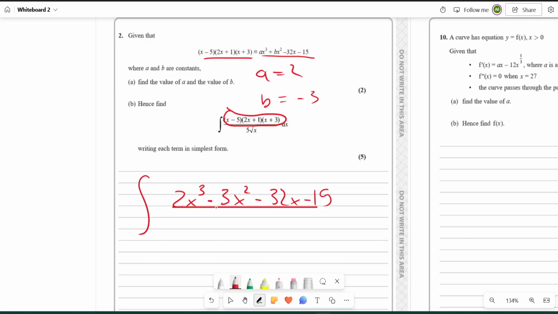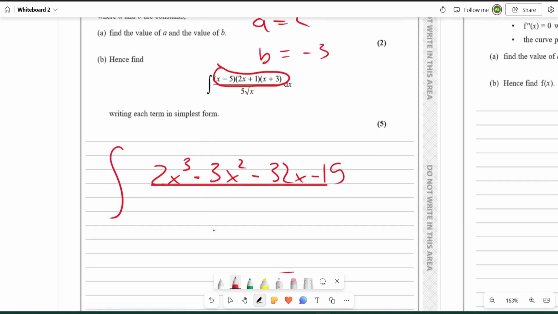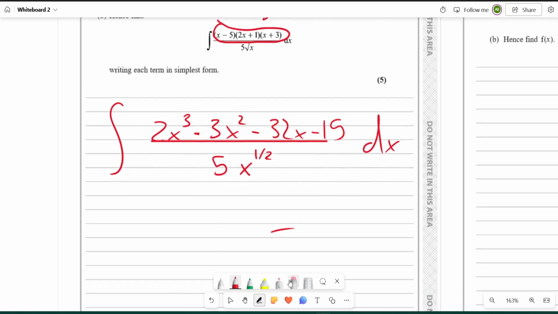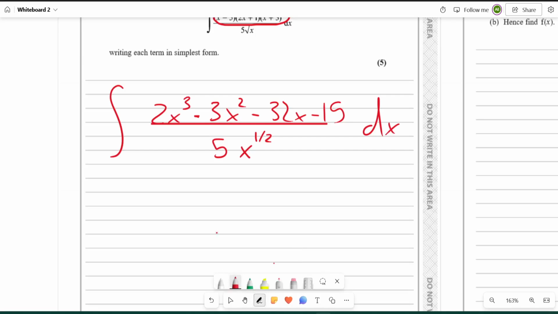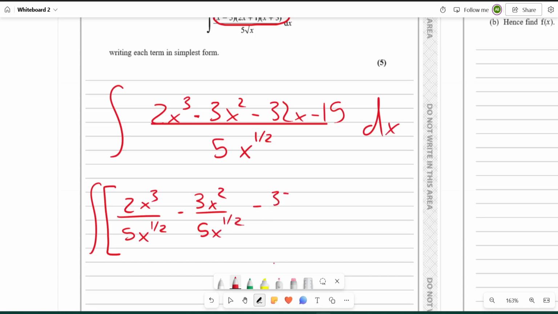In integration, what I like to do is always remove the roots and change them to, for example, power 1 over 2, because I know root x is power 1 over 2. And I cannot forget the dx. So how to do that? We need to first simplify it and write it in an integratable way. So every term is divided by 5x power half. So this is going to be the integration of big bracket 2x cubed over 5x power half minus 3x squared over 5x power half minus 32x over 5x power half minus 15 over 5x power half.